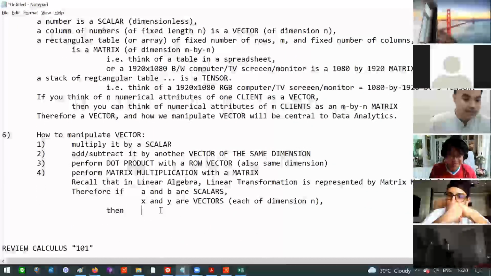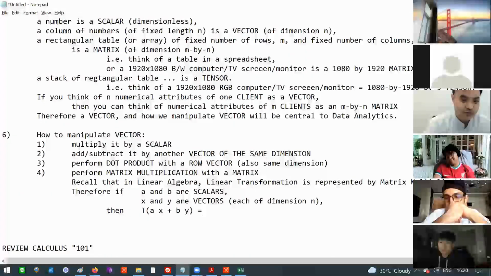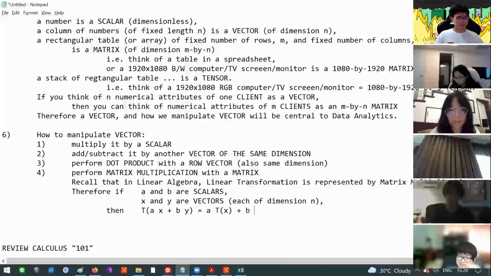So if a and b are scalars and x, y are vectors, then what you want is T(ax + by) equal to a T(x) plus b T(y), right?